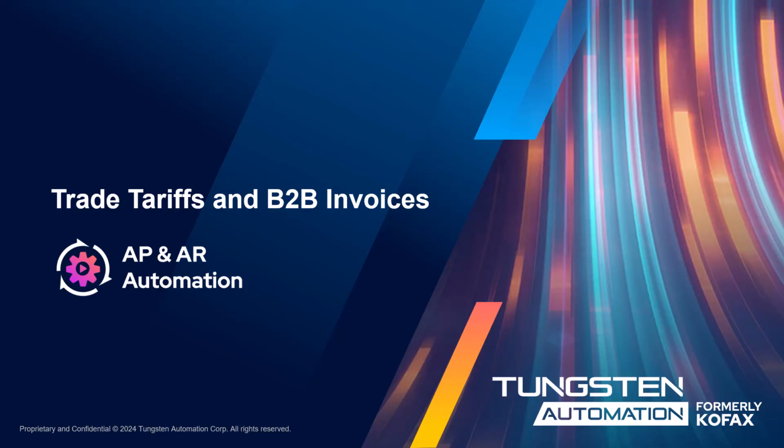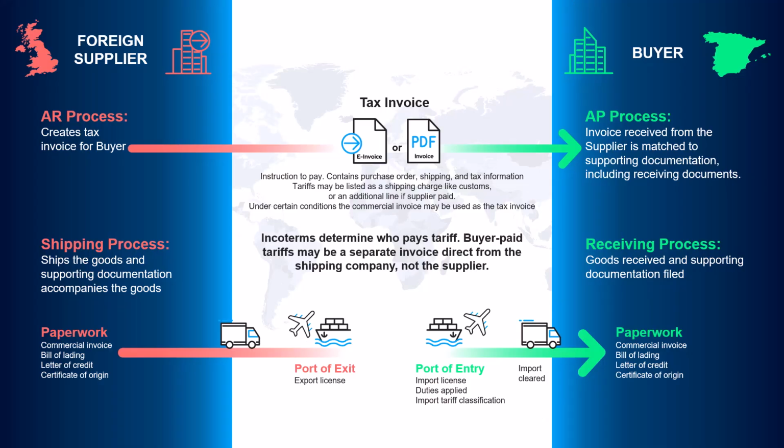And in this brief recording, I will provide more clarity about how tariffs can make their way into tax invoices, what this means for businesses, and how Tungsten Automation's InvoiceAgility provides businesses with the capabilities they need to avoid increased cost and risk. First off, trade tariffs are not really a new phenomenon.